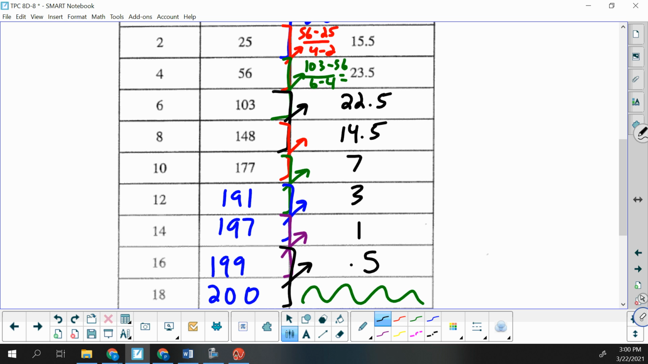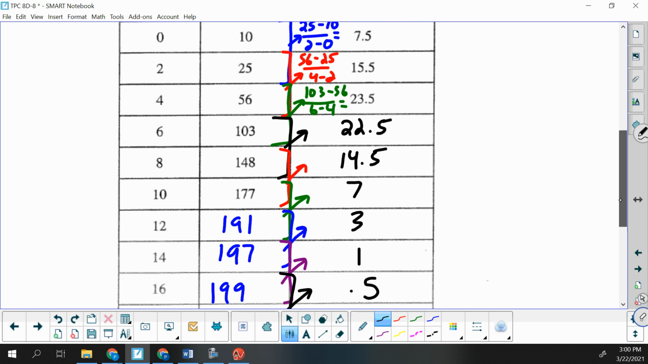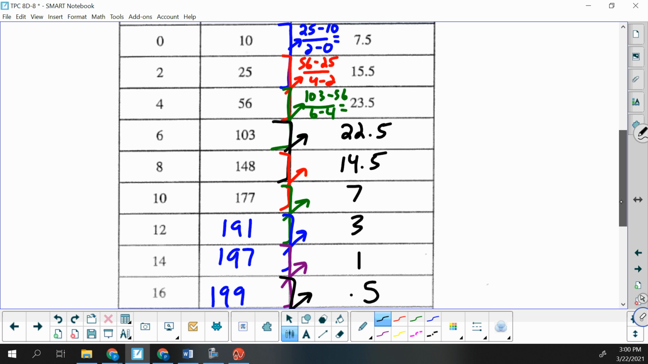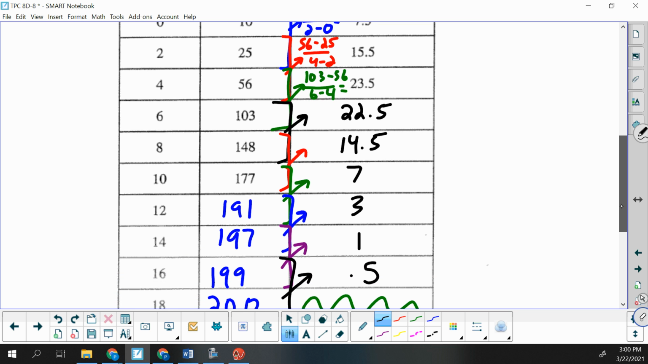So some things to notice. Notice our rate, which is our slope, increases for a while, and then it decreases again.